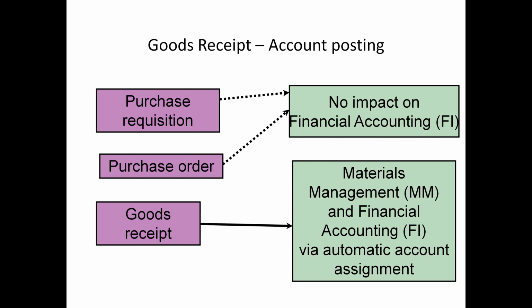Okay. So this is the same thing, purchase requisition, no impact on financials. When you create a purchase requisition, there is no impact on financial accounting. When you do the purchase order, also there is no impact on financial accounting. But when you do the goods receipt, material management is very deeply integrated with accounts and finance via automatic account assignment. When we do this, I'll tell you how to configure all these automatic account assignments. When we do inventory management, you will understand more then.